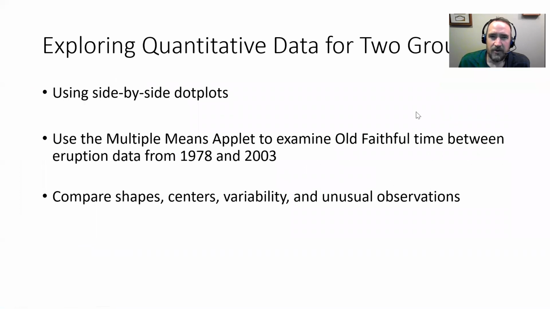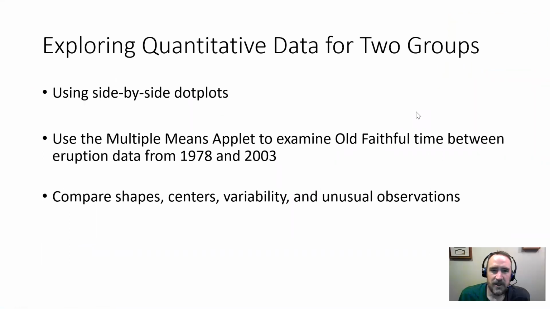So how can we explore quantitative data for two groups? Well, one of the ways we can do this is create side-by-side dot plots, a dot plot for each of the groups to take a look at the quantitative data. The multiple means applet will do this. So we're going to use the multiple means applet to examine Old Faithful times between eruption data from 1978 and from 2003. So our two groups, 1978 and 2003, and the quantitative data is going to be the time between eruptions. We're going to use the dot plots and compare shapes, centers, variability, and unusual observations.